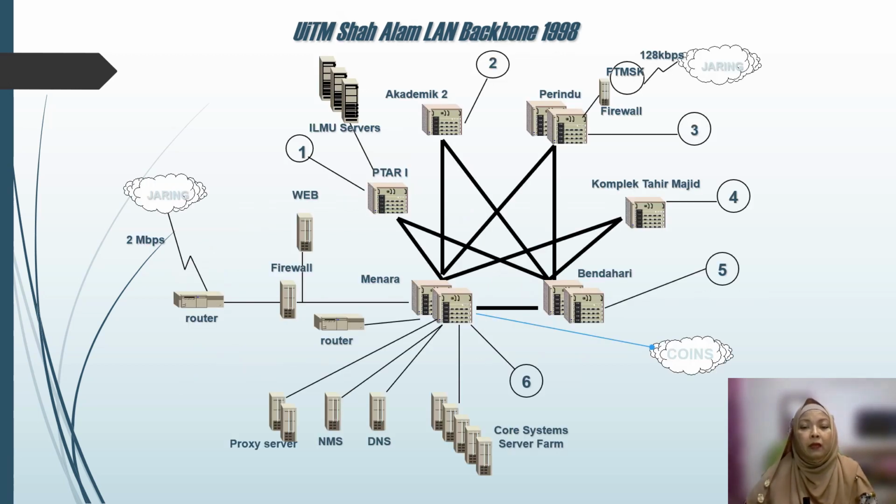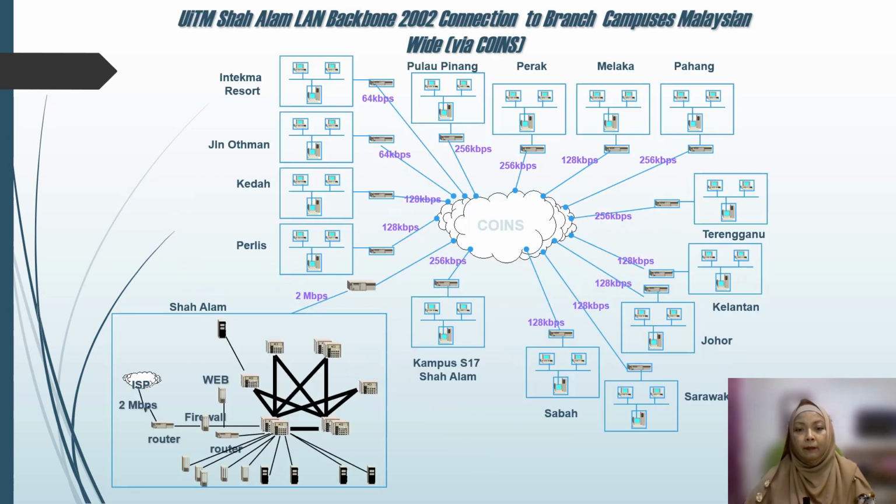Okay, and then as you can see, when COINS is joined, we have 2 internet access as a backup, and all the systems are being integrated in time. Not everything is integrated all the way, but the system can be accessed through this architecture within UiTM Shah Alam, and then can be accessed to the branch campuses via our private lease line. Okay, that is COINS.